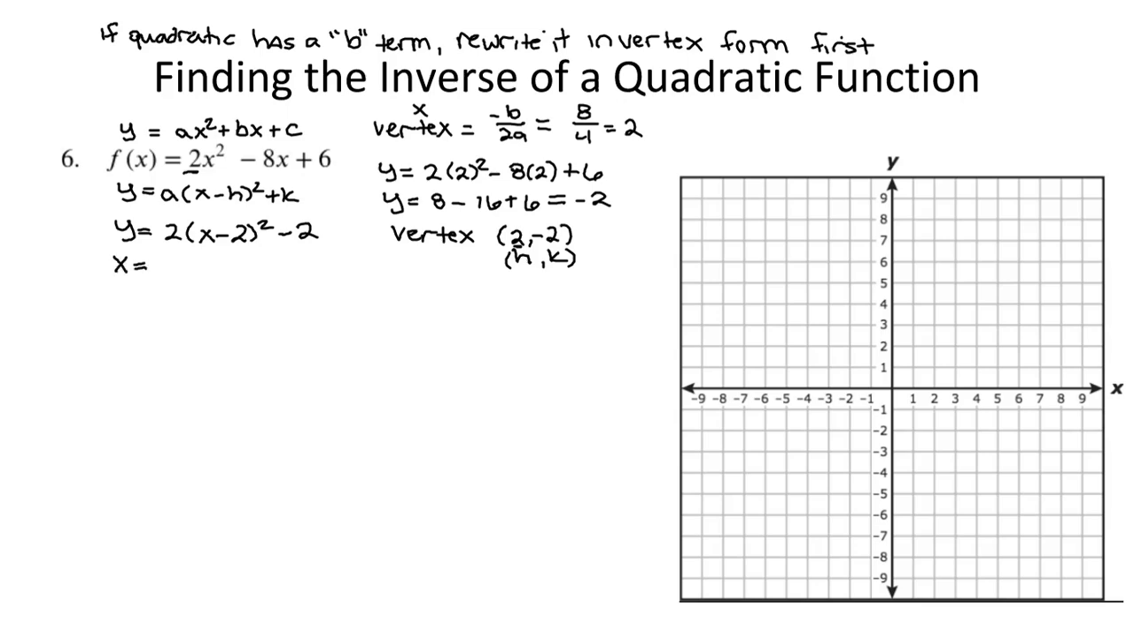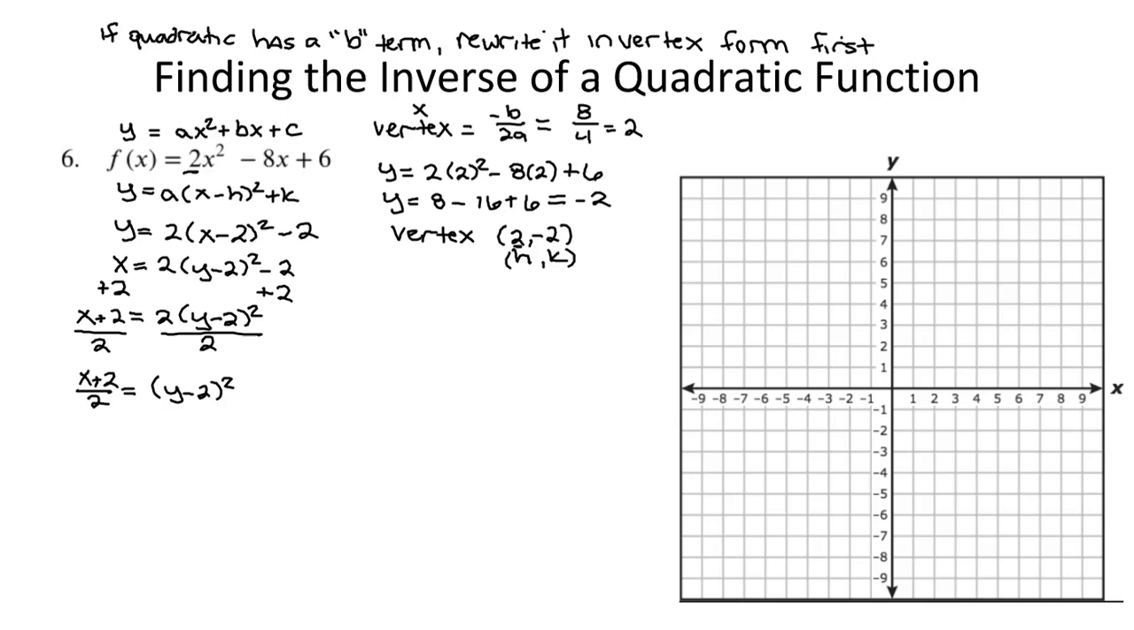And all we've got to do is, like we did before, switch the x's and y's and then solve for y. And again, like in the last example, we're just using opposite operations. We're going to add 2 to both sides, giving us x plus 2 is equal to 2 times y minus 2 squared over 2. And then divide both sides by 2. And we're going to get x plus 2 over 2 is equal to y minus 2 squared. And then undo the square. I square root both sides.